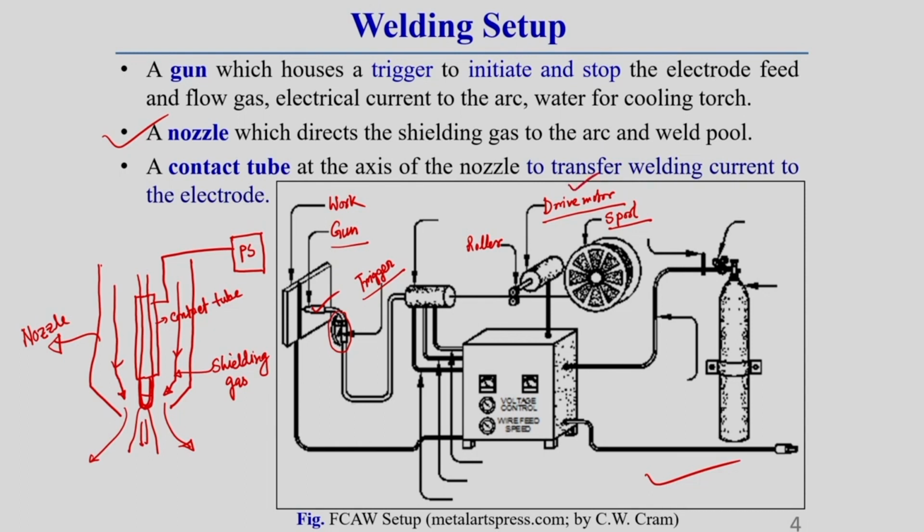This is the drive motor, which generally drives this roller. Due to the rotation of this roller, this consumable electrode is continuously fed to the gun, and it is continuously consumed, and welding is done.